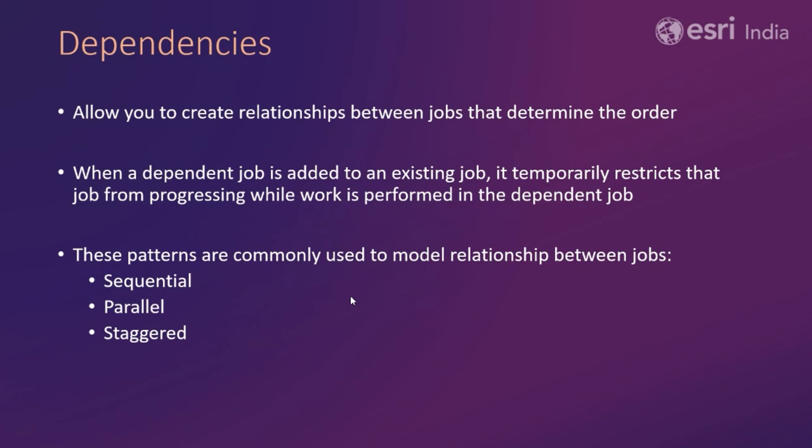Job dependencies allow you to create relationships between jobs that determine the order in which related jobs need to be completed. When a dependent job is added to an existing job, it temporarily restricts the job from progressing while work is performed in the dependent job. Again, in the dependencies as well, there are some patterns which are commonly used, such as sequential, parallel, and staggered. The sequential pattern will be used where one job cannot be started until another job is completed. The parallel pattern is where two or more jobs are dependent on each other, and none can be closed until all are completed. Then comes the staggered pattern, where a job cannot start until another job reaches a certain step in its workflow.